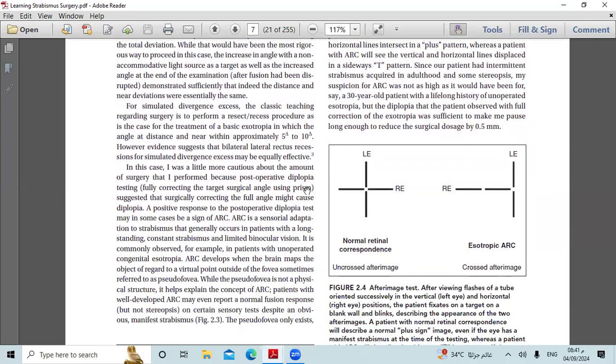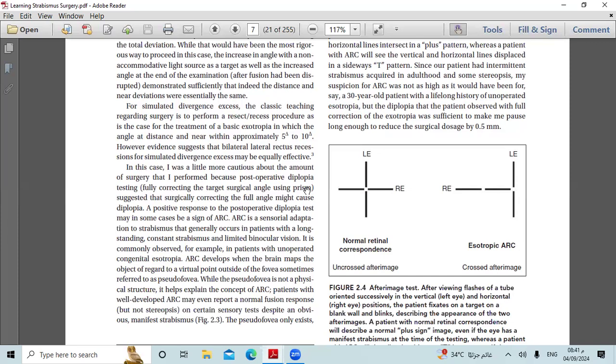For simulated divergence excess, the classic teaching regarding surgery is to perform a resect-recess procedure, as is the case for the treatment of a basic exotropia in which the angle at distance and near is within approximately 5 to 10 prism diopters. However, evidence suggests that bilateral lateral rectus recessions for simulated divergence excess may be equally effective.